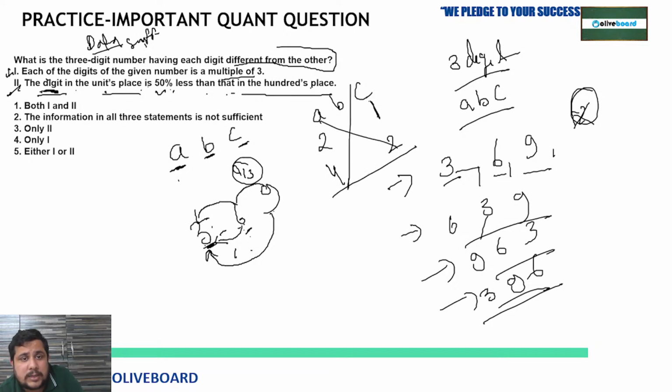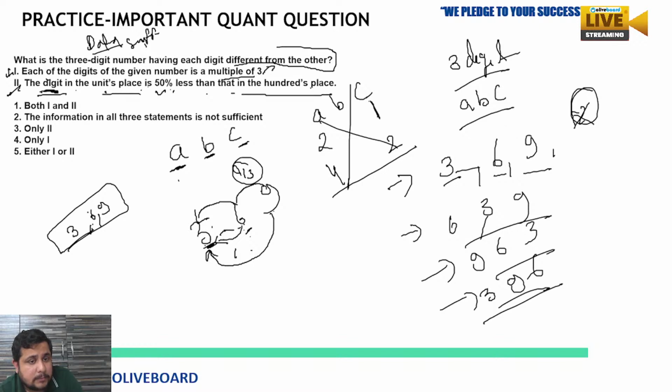So the second statement alone is not sufficient, but if we include it with reference to the first statement, where we were getting the three digits 3, 6, 9 but we don't know the sequence, then by the help of this second statement you can answer, right? How? The digit in the units place is 50% less than that in the hundreds place. So in these three digits 3, 6, 9, we can easily say that 3 is 50% less than 6. So 3 will come at the unit place.